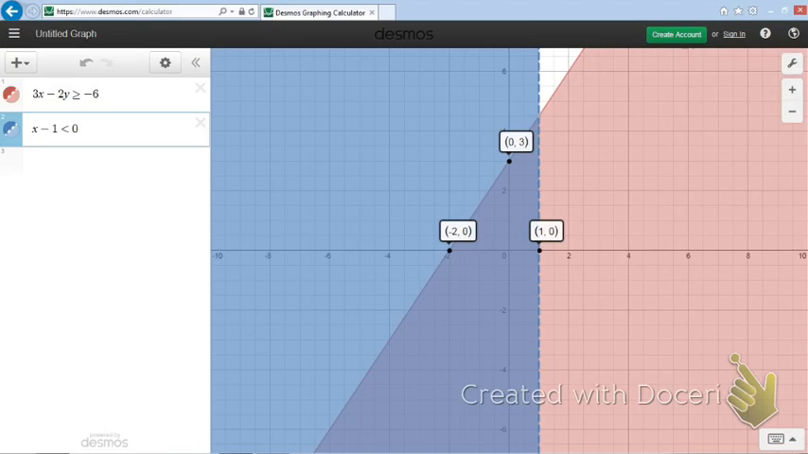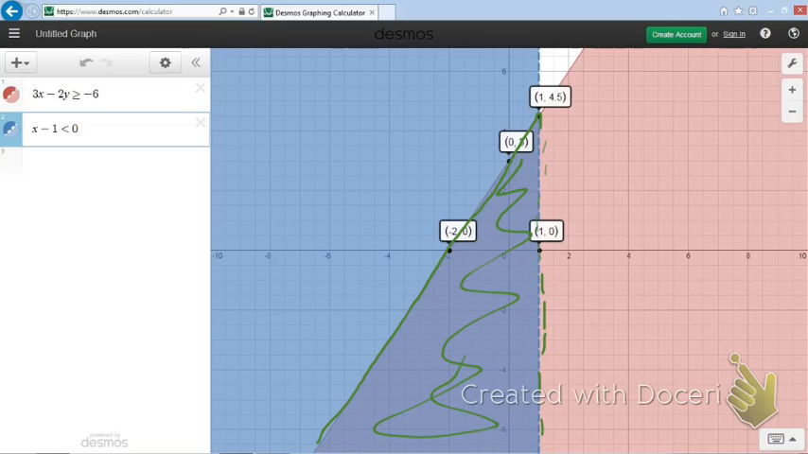My solution then is this dotted region and the solid line and the shading right here. So that's my solution. That's what I want to keep.